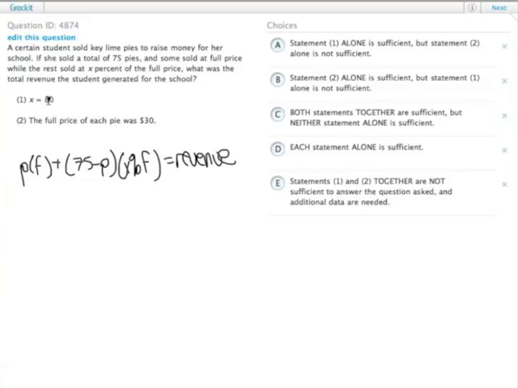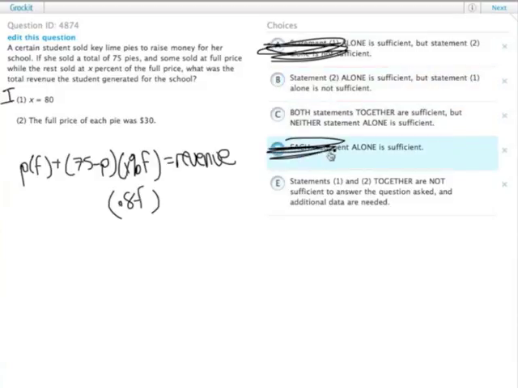Statement number 1 tells us that X equals 80. So X is 80%. We now know that this is 0.8 of F. But we still don't know what F is or what P equals, how many were sold at one of the 2 prices. So statement 1 is insufficient. It's not A or D.